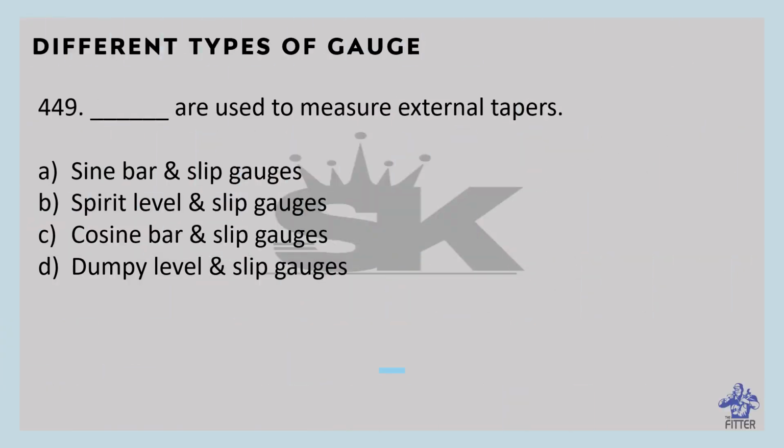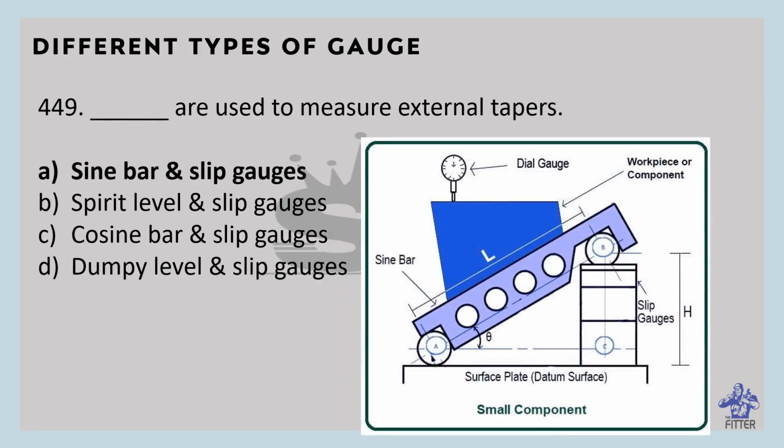So the next concept, different types of gauges. Dash are used to measure external tapers. That is sine bar and slip gauges. You can see here in the image, sine bar and slip gauges. This is the sine bar and these are the slip gauges.